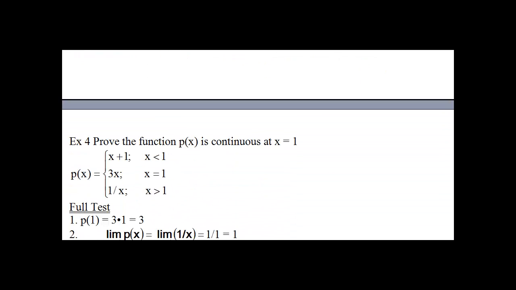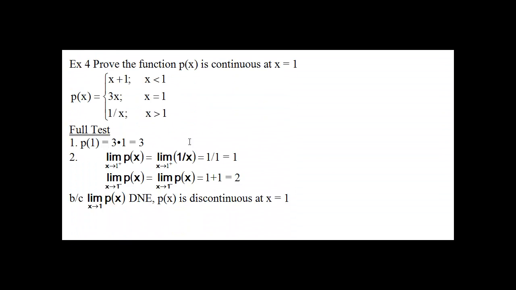In this final example, we are to prove that p of x is continuous at x equals 1. Again, p of x is a piecewise function and requires us to look at all three parts to point continuity. The first part is to show that at 1, p is defined. When x is equal to 1, the equation we use is the middle equation, 3x. Replacing x with a 1, we get 3. Therefore, the function value at 1 is defined.